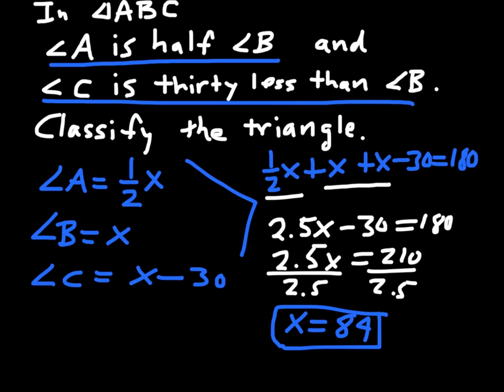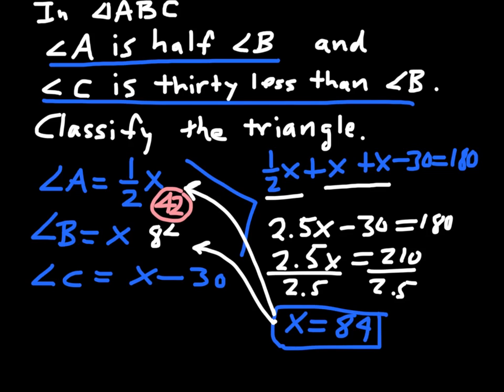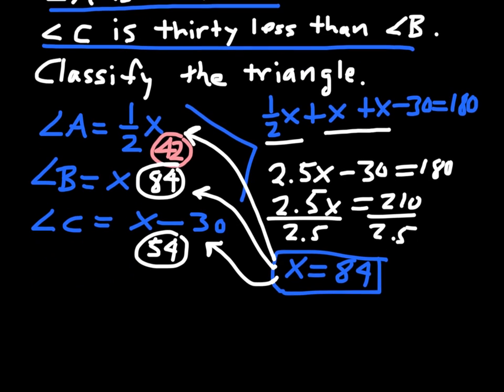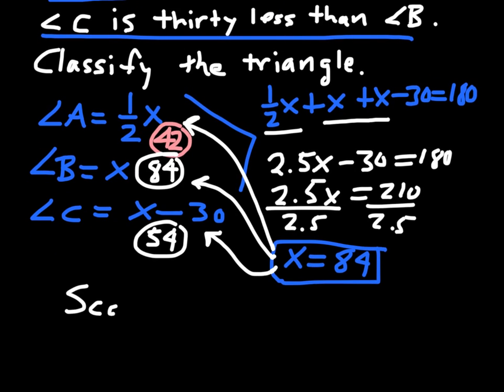Now I'm going to have to plug that back in to find out how big each angle is. Half of 84 would be worth 42. This one is worth 84. And this one would be worth 84 minus 30, or 54. To classify the triangle, none of the angles are the same. So the triangle is a scalene triangle, and all the angles are less than 90 degrees, so it's also an acute triangle. And that's how it is.